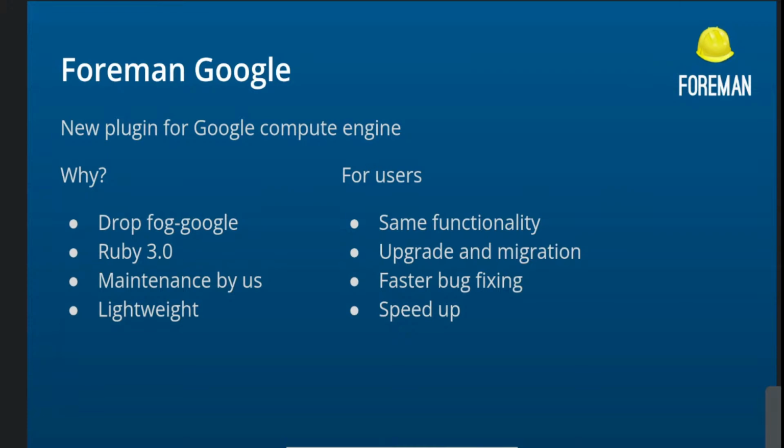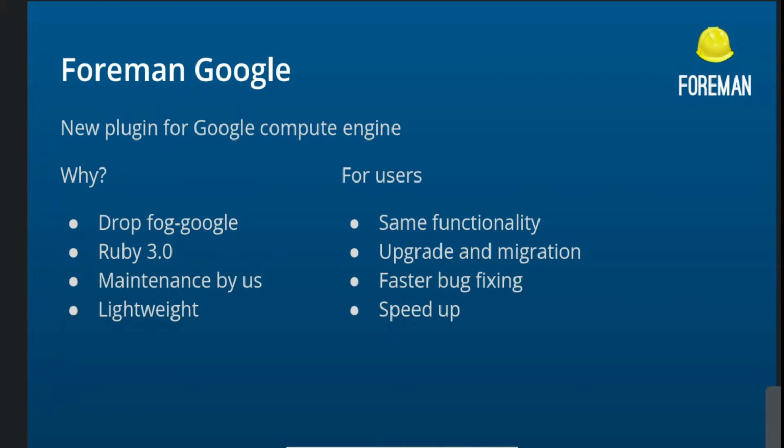And in general, the development from the Fog side is not as fast as we need. So by this, we will move it under our maintenance. Also, this is one of the features that was blocking us from upgrading to Ruby 3.0, so that's also really nice to have. And as I said, maintenance by us means faster bug fixing and better control over what goes into the code and what doesn't.